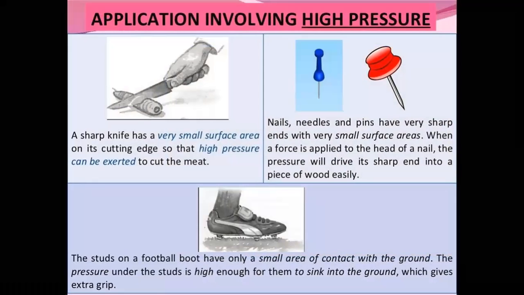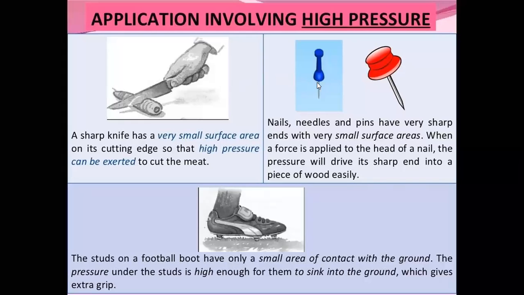Highest pressure is exerted by a sharp edge. Look here. To exert high pressure, maximum pressure, the edge is made very sharp. In the blade, if we sharpen the blade, it can cut any vegetables easily. That means maximum pressure is developed.